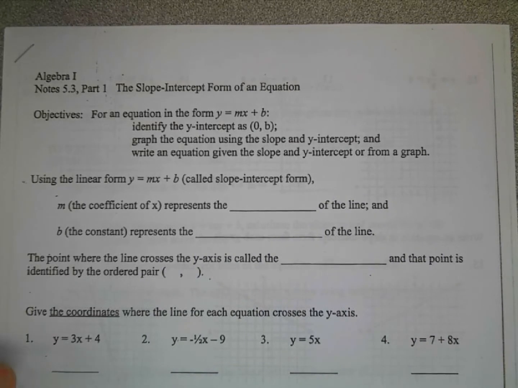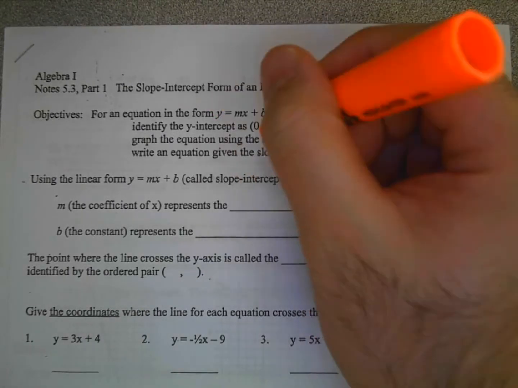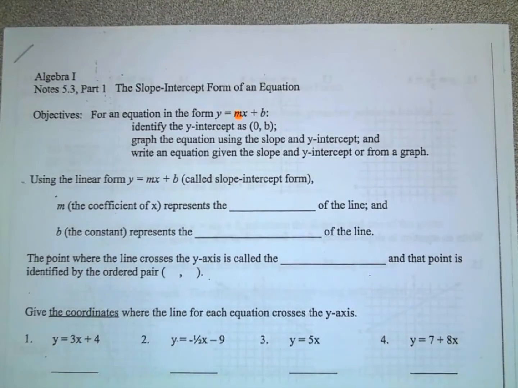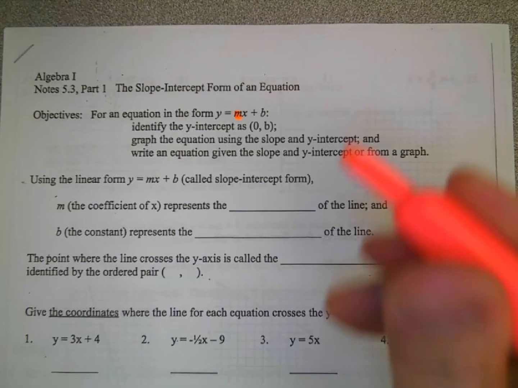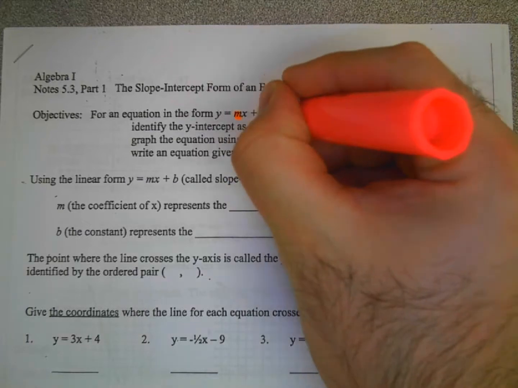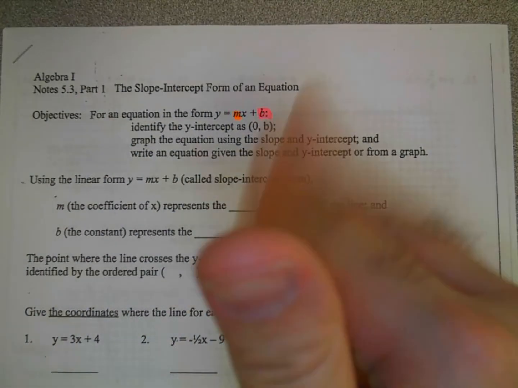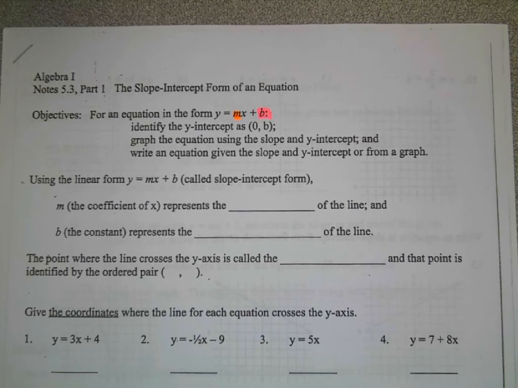All right, hey everybody, we're looking at 5.3 and we're going to be looking at slope-intercept form. These are types of equations where we have our slope, m, as we've learned in the previous sections, and our intercept, b. So we're going to put our slope and our intercept, where it crosses the y-axis, into an equation form: y equals mx plus b.